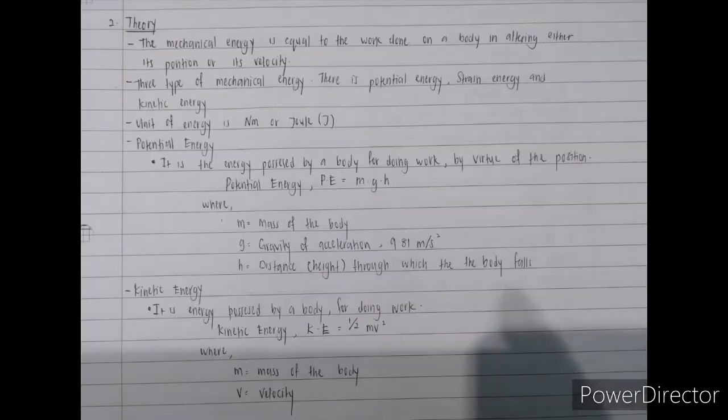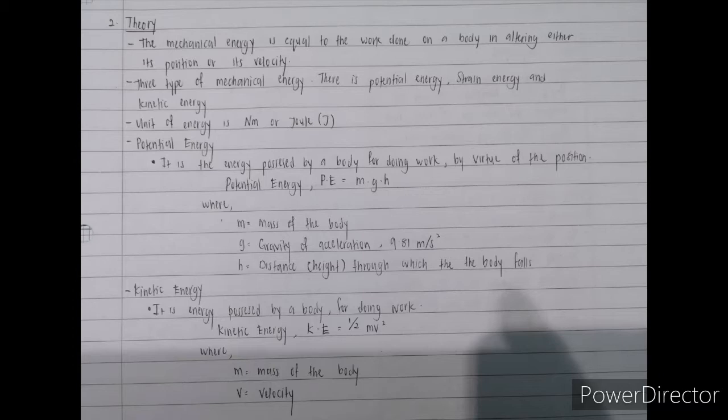Number two, theory. Mechanical energy is equal to the work done on a body in altering either its position or its velocity. There are three types of mechanical energy: potential energy, strain energy, and kinetic energy. The unit of energy is Nm or joule, and the symbol is J.